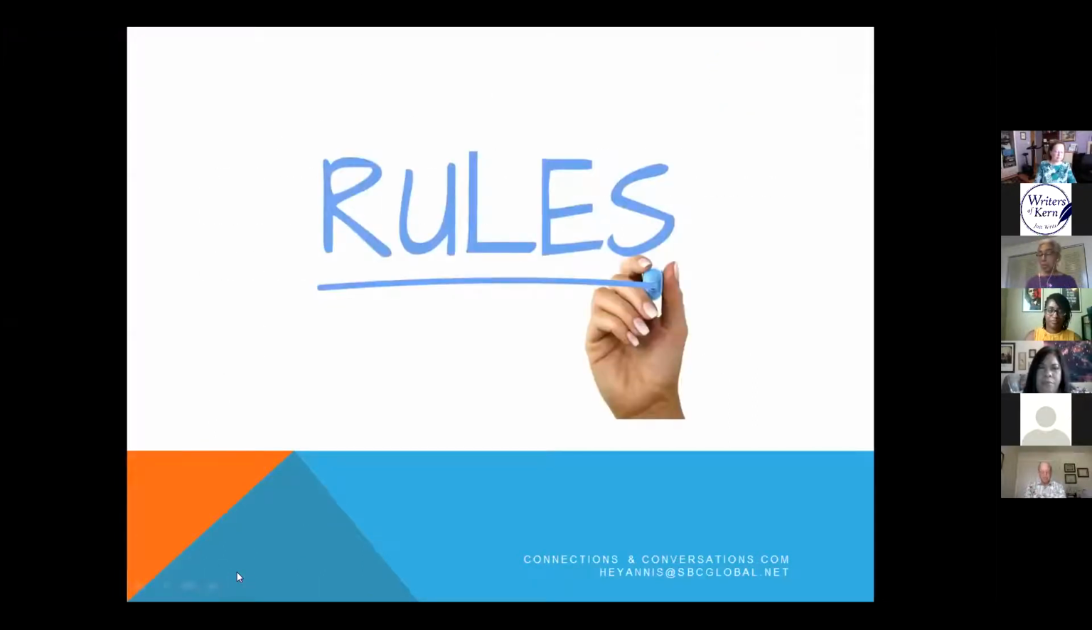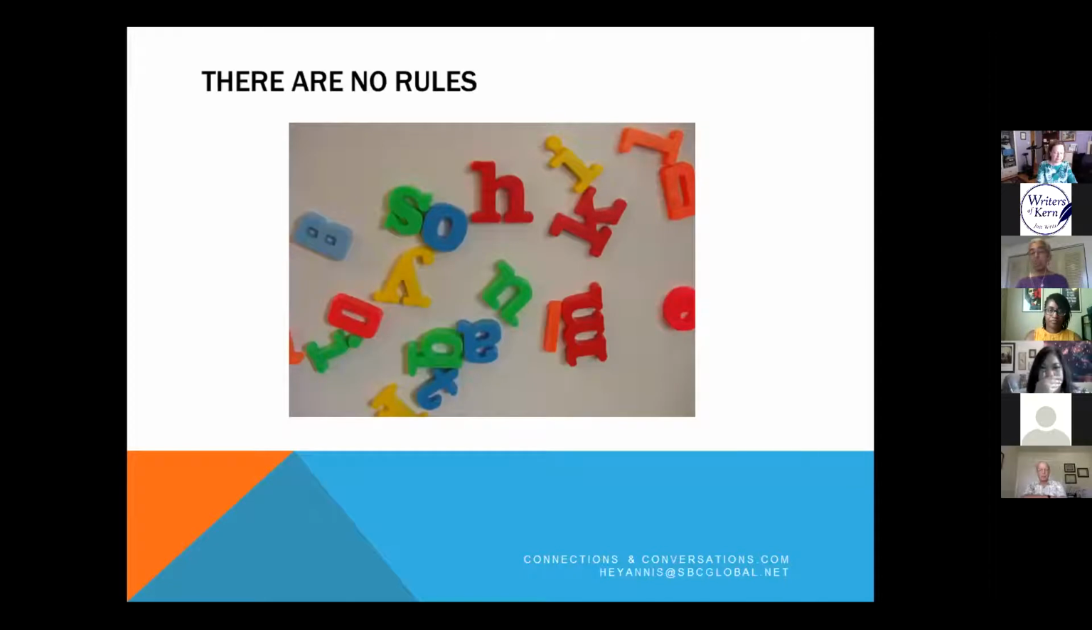So we've done some journaling stuff, so to speak. And now about the rules. Well, there are no rules. There are no rules for journaling. That's the main rule. So you can choose any type of book you want, whether it's a bound book, a spiral book, a notebook, whether it's lined or unlined.